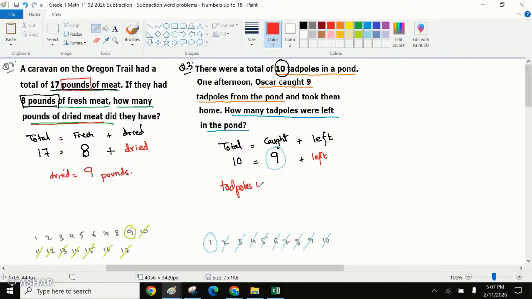Tadpoles left in the pond would be just a single tadpole because there were a total of 10. He caught, no, sorry, he caught 9 and took them home. So a single tadpole is left in the pond. Okay. Moving ahead to the next question.